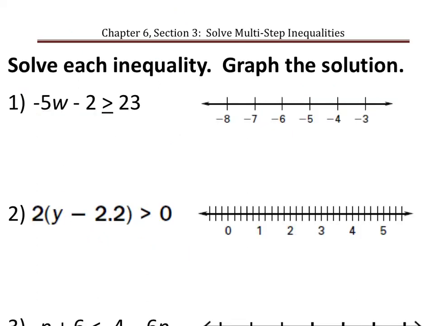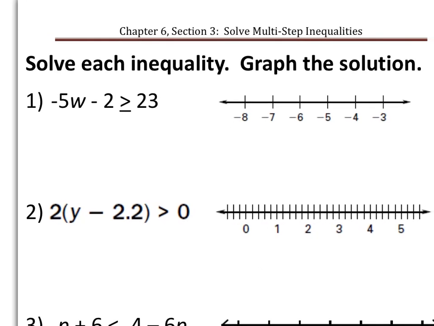Okay, taking a look at our next example here. -5w minus 2 is greater than or equal to 23. Go to the unknown. We're subtracting 2. We're multiplying by -5. We're going to undo the subtraction first. And the -5w comes down. Opposites cancel. And we have 25.